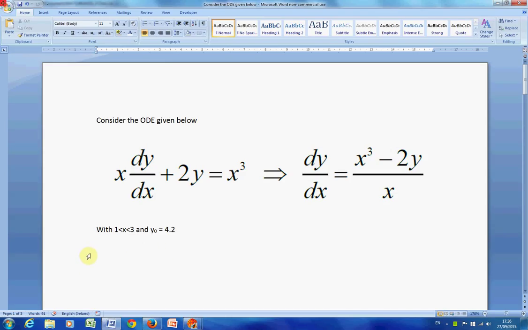Today we'll be going back to ODEs, and I'm going to go as slowly as I can. I'm just doing first order ODEs, so we're going to look at two examples. First one up is the one that you see on screen at the moment: dy/dx is x cubed minus 2y over x. We're going to solve that for x between 1 and 3, and the initial condition for y0 is 4.2.